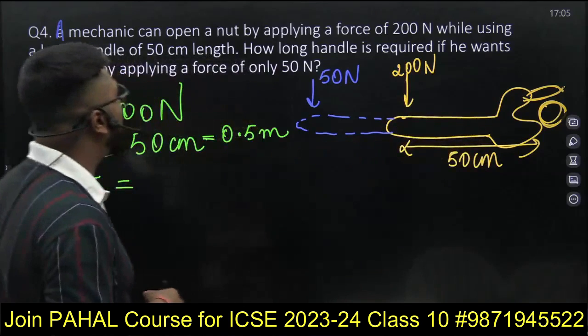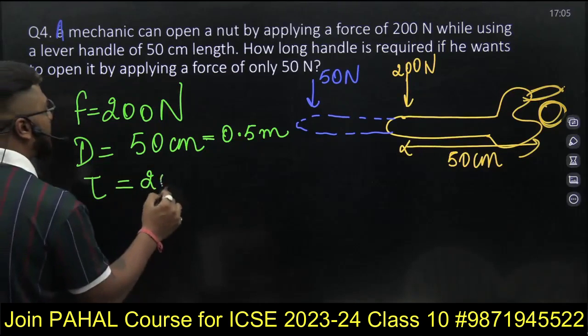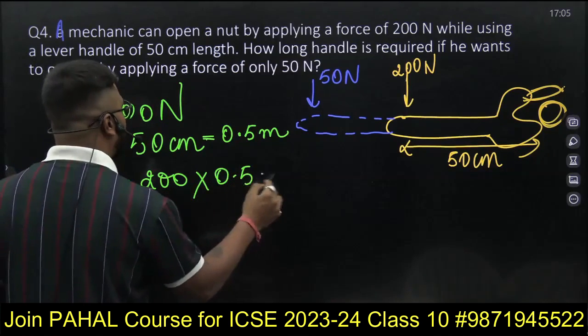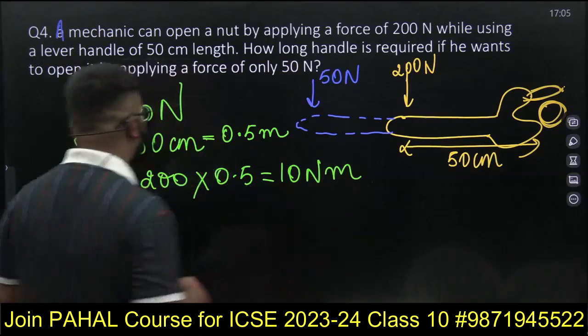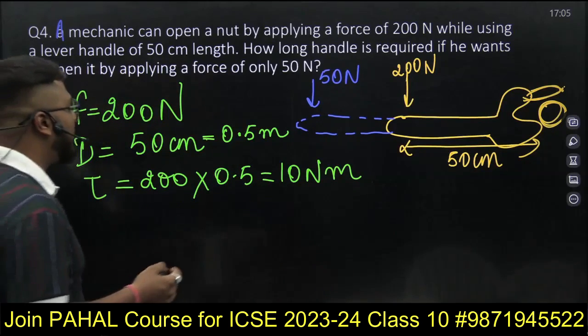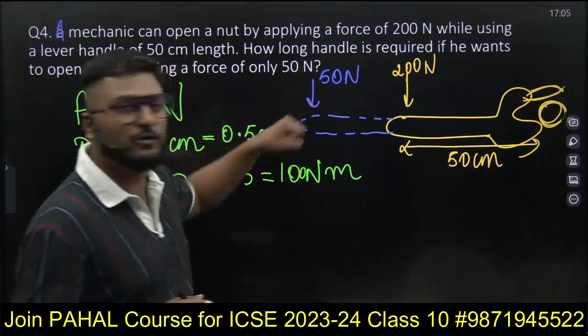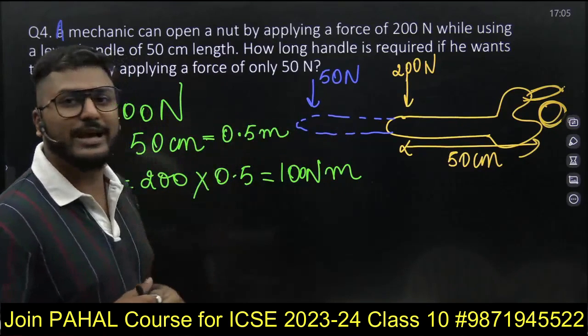The torque required to open this nut. So torque will be equal to the force applied multiplied by the distance, that is 0.5. This will give us 10 Newton meter. Sorry, 100 Newton meter. Now what they are asking is, if we apply a force of 50 Newton, then how long should be the length of the handle, right?